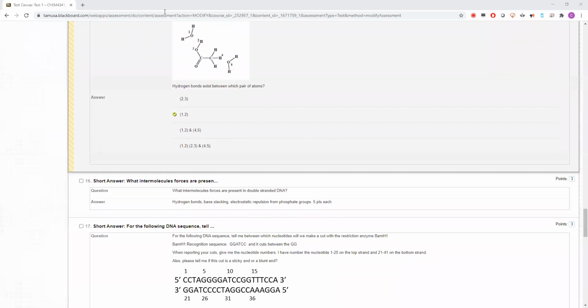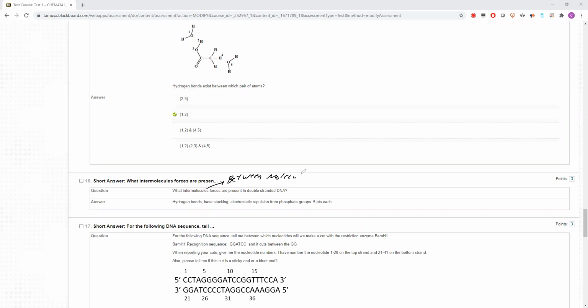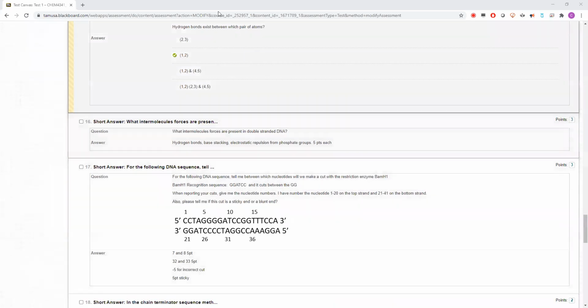Intermolecular forces. I should go over this term again. This is between molecules. So a hydrogen bond is an intermolecular force. Covalent bonds are not, right? That is within the same molecule. So you have hydrogen bonds, base stacking, electrostatic repulsion. And ignore the 5-point each stuff. That was when the test was pointed differently.